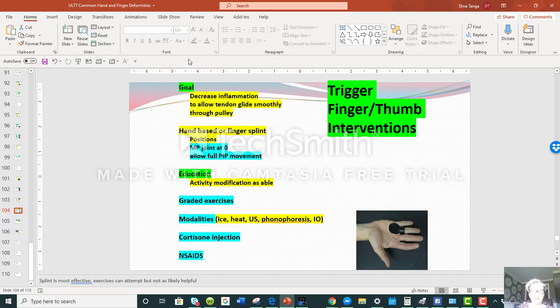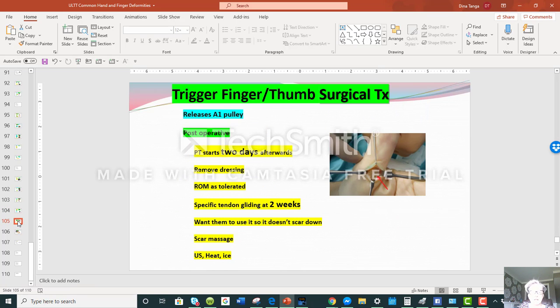Trigger finger goal: decrease inflammation to allow the tendon to glide smoothly through the pulley. Hand-based or finger splint position, MP joint at 0. Allow full PIP movement. Education, activity modification as able, graded exercises, modalities: ice, heat, ultrasound, phonophoresis. Cortisone injection, NSAIDs. Surgery releases the A1 pulley. I'm going to pause and see if I can find us a picture of an A1 pulley.